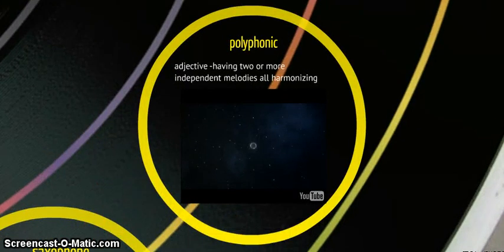Our next word is polyphonic. Polyphonic is an adjective. It means having two or more independent melodies all harmonizing. Now, I'm going to tell you, it has two roots in it, poly meaning many, phon meaning sound, so many sounds. That makes sense. I'm going to show you just a snippet of a TED Talk here.